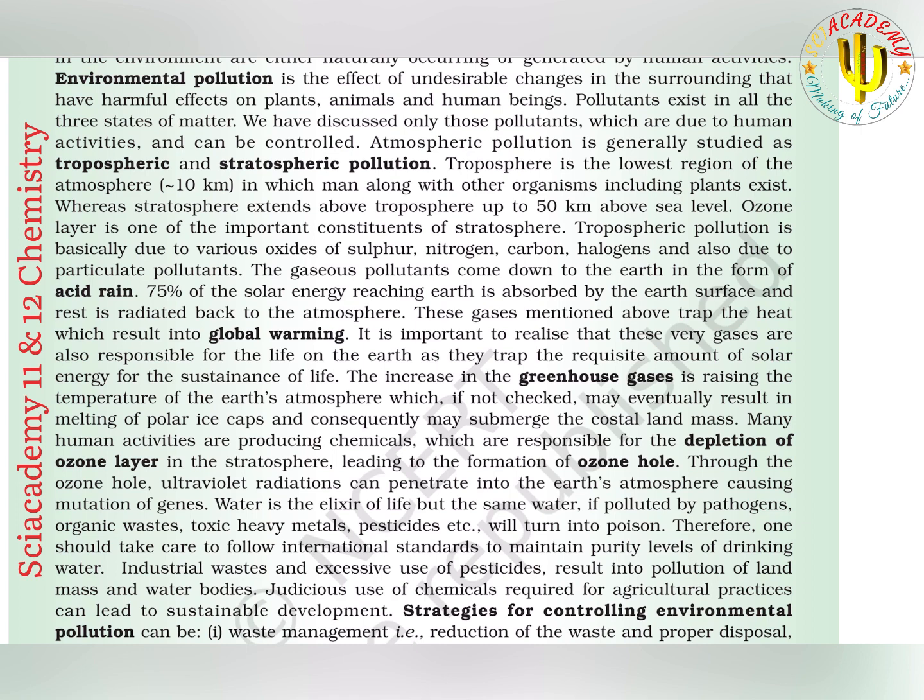75% of the solar energy reaching Earth is absorbed by the Earth's surface and rest is radiated back to the atmosphere. These gases mentioned above trap the heat which results into global warming. It is important to realize that these very gases are also responsible for the life on the Earth as they trap the requisite amount of solar energy for the sustenance of life. The increase in the greenhouse gases is raising the temperature of the Earth's atmosphere, which, if not checked, may eventually result in melting of polar ice caps and consequently may submerge the coastal and land mass.